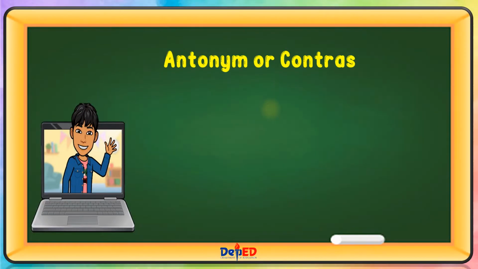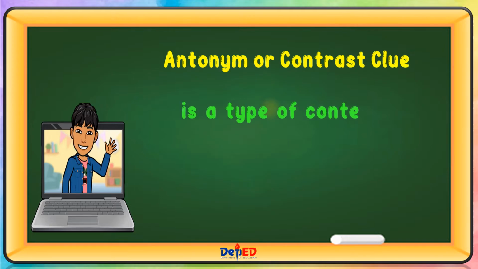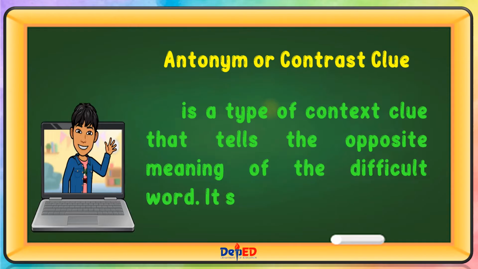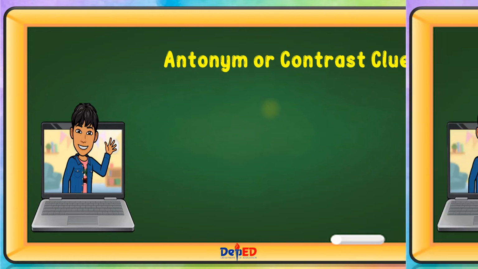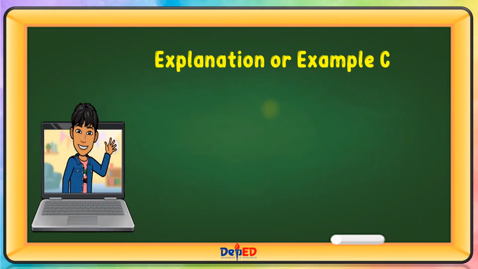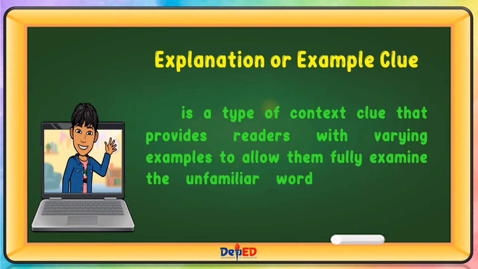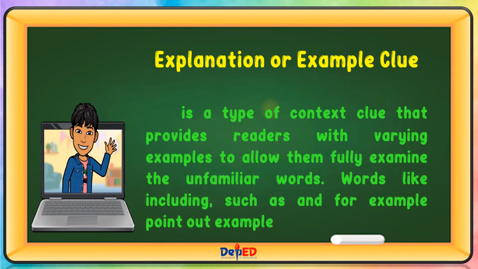Antonym or contrast clue is a type of context clue that tells the opposite meaning of the difficult word. It shows contrast. Explanation or example clue is a type of context clue that provides readers with varying examples to allow them to fully examine the unfamiliar words. Words like including, such as, and for example, point out example clues.